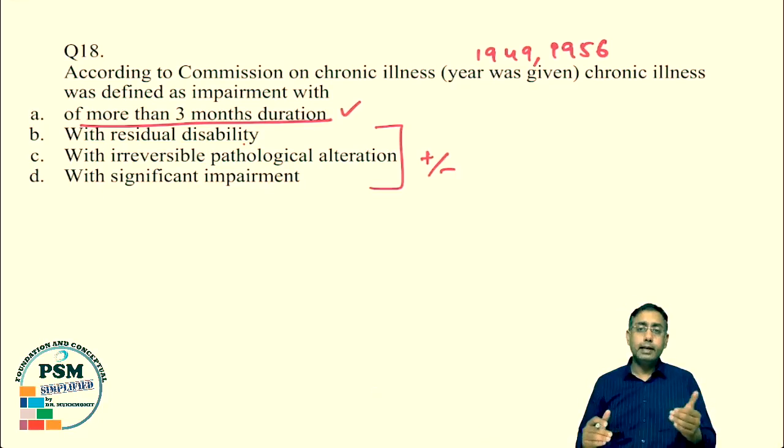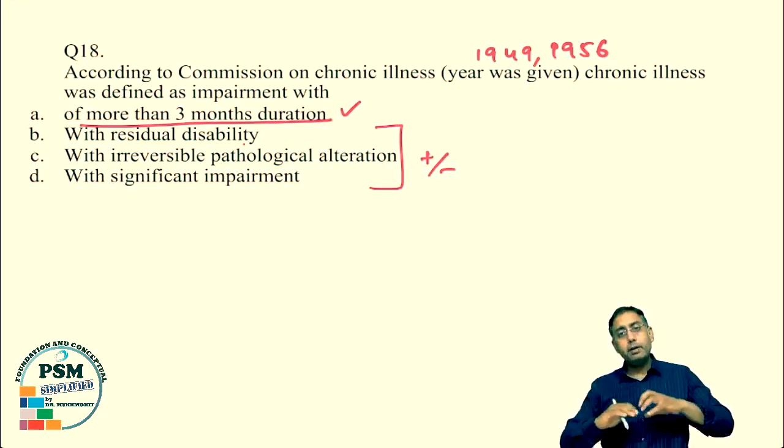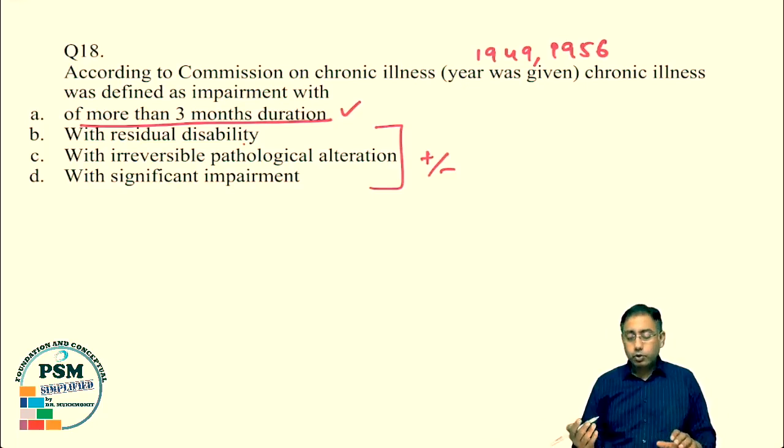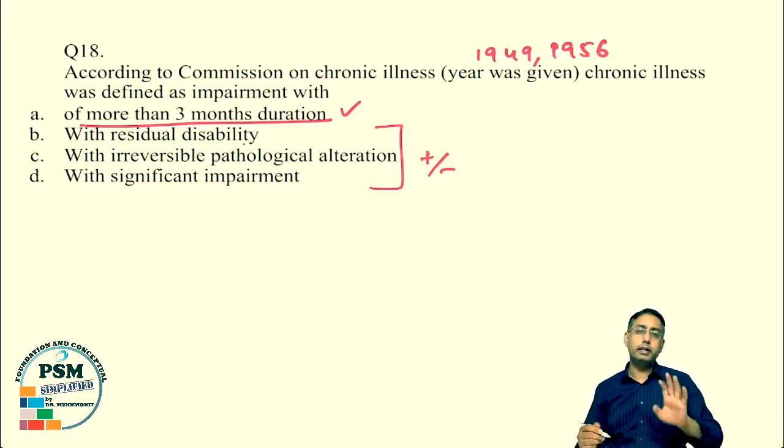So, for example, cancer is a chronic illness. For example, diabetes is a chronic illness. Hypertension may happen, it may recede as well, right? Also oral diseases, oral tooth decay or periodontitis, these are all classified under chronic illness. So anyways, for this question, it was a simple question, simple answer. According to the Commission on Chronic Illness, chronic illness is anything defined as more than 3 months duration.